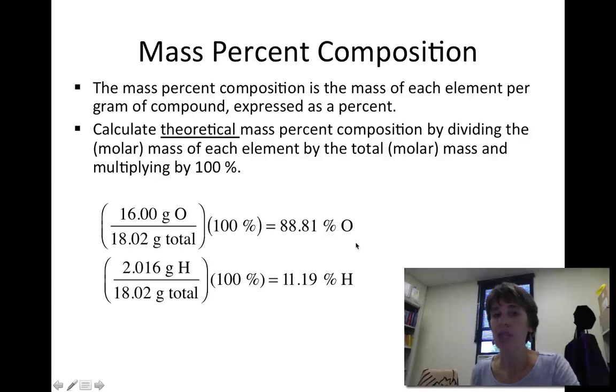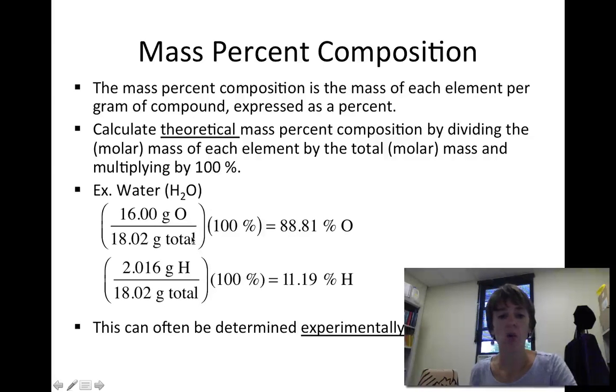The mass percent composition is the mass of each element in the compound divided by the total mass of the compound. And so you can look at a compound's formula and calculate a theoretical mass using the molar masses. And this works because we know that if we have 1 mole of water, for example, it's got a total mass of 18.02 grams, and 16 of those grams comes from oxygen. So this gives us a mass percent composition of oxygen of 88.81%. And then the hydrogen ends up being 11.19%. These should add up to 100% since these are the only 2 elements in water.